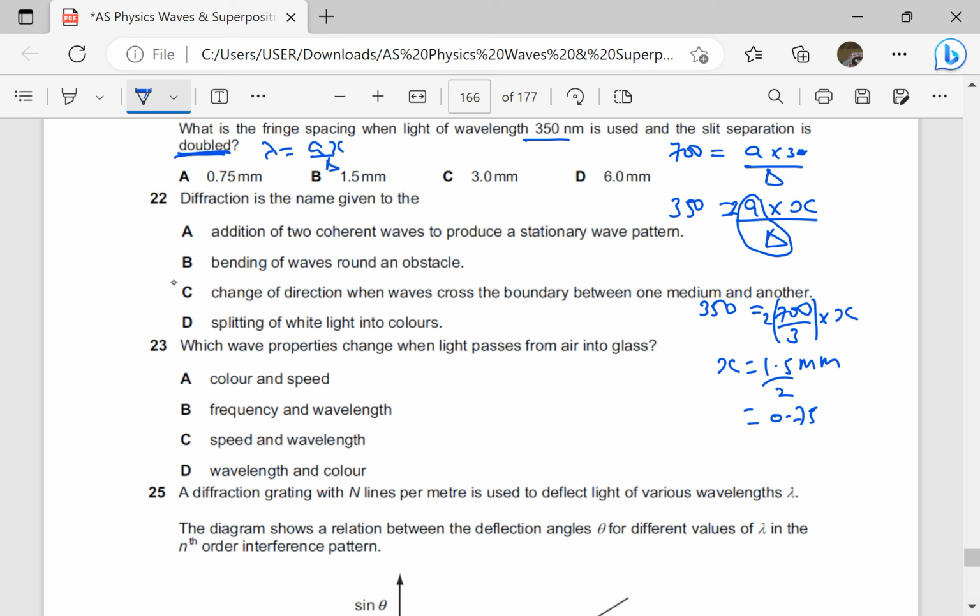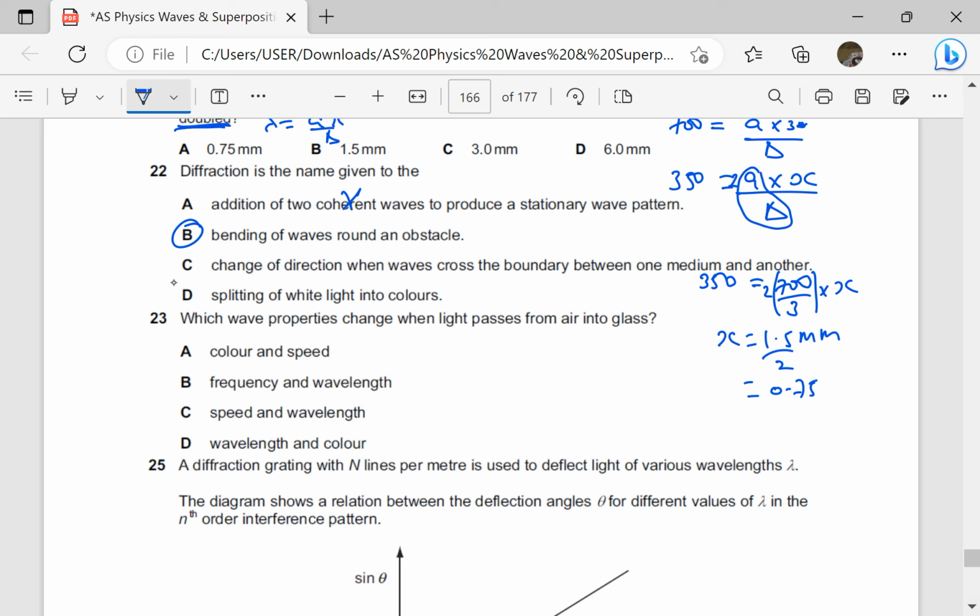Diffraction is the name given to the addition of two coherent waves, that is superposition? No, that could be interference. Bending of waves, that is diffraction. No, that is diffraction. The answer could be B. Bending of waves around an obstacle, that is diffraction. So the answer is B.